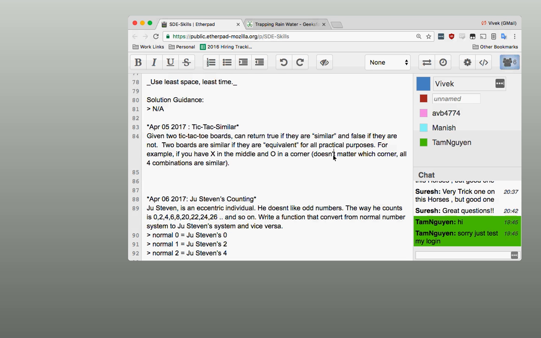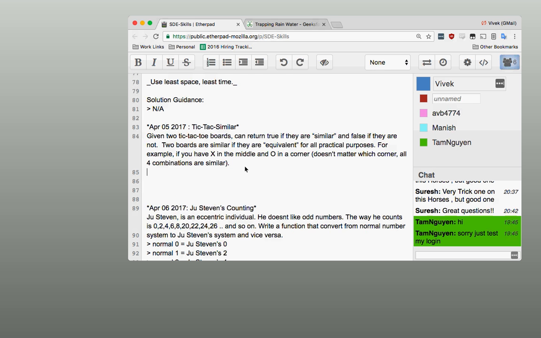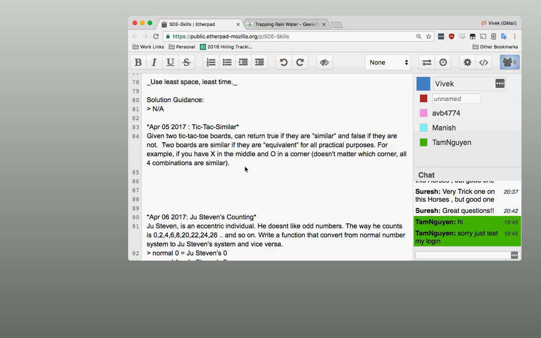Yeah. So in this case, I rotated the array, flattened it out, and put it in the dictionary. Then I did it for the second board also and compared the pattern. How did you rotate it? What do you mean by rotated?